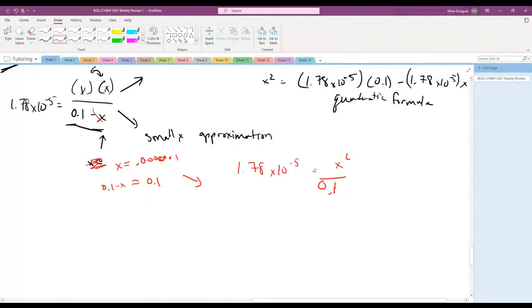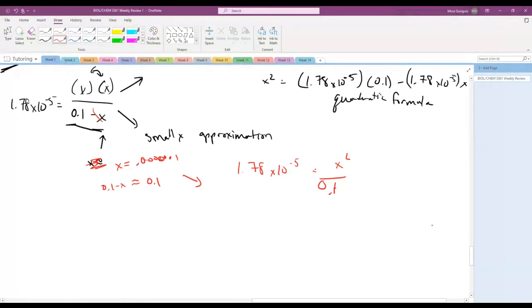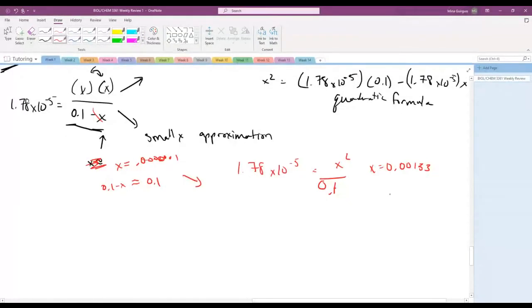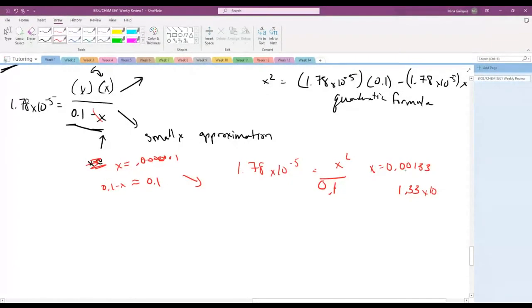So now we solve this. We would multiply 0.1 to both sides and then take the square root. You guys know how to do that just using your calculator. The number that we get out of this is 0.00133. So x equals 0.0013. Okay, so I'm going to write that in scientific notation: 1.33 times 10 to the negative, and this is in molar.